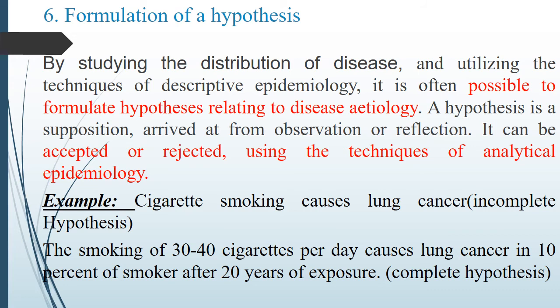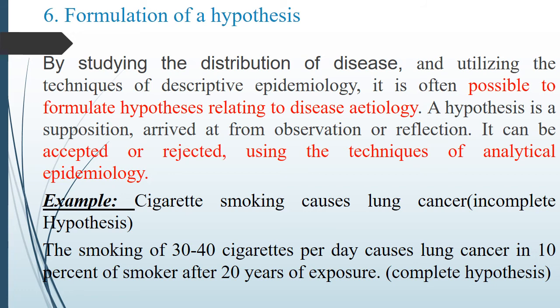For example, cigarette smoking causes lung cancer. Cigarette smoking causes lung cancer is an incomplete hypothesis. It is not a complete one. Coming to the next line, the smoking of 30 to 40 cigarettes per day causes lung cancer in 10% of smokers after 20 years of exposure. This is the complete hypothesis.